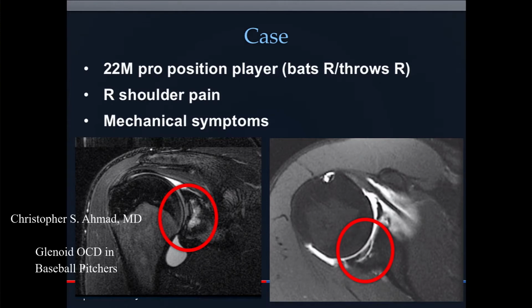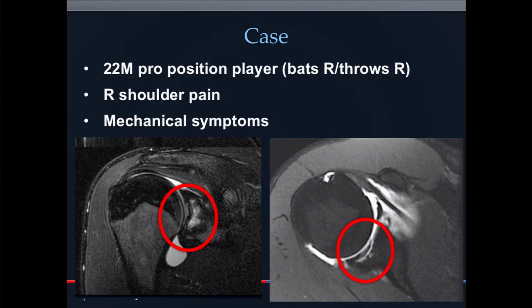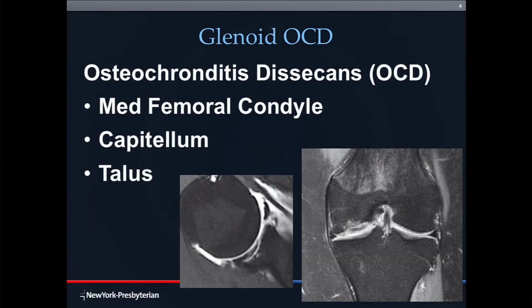And sometimes we think about labral tears or instability as part of the catching. Here's another reason for it. You can see the red circles around the glenoid, and you see fluid going underneath what looks like either an enormous labrum or it's the cartilage.